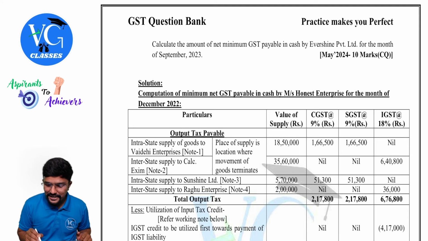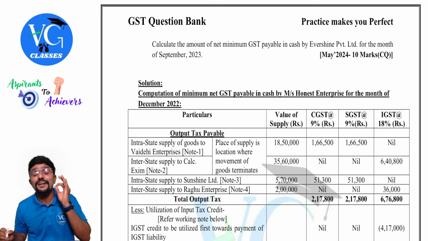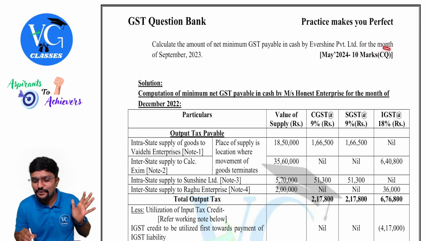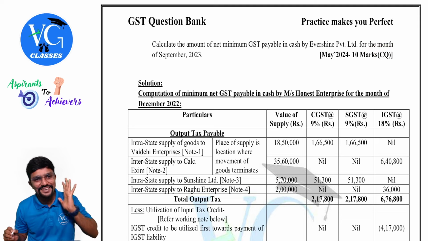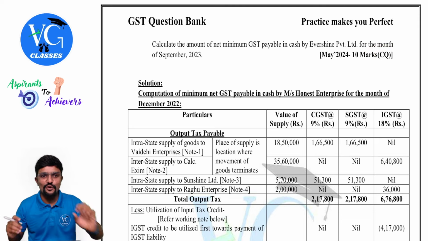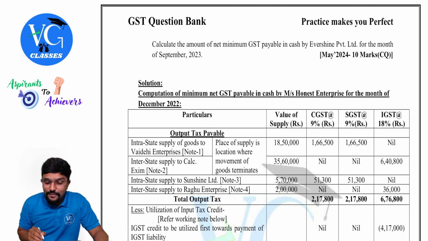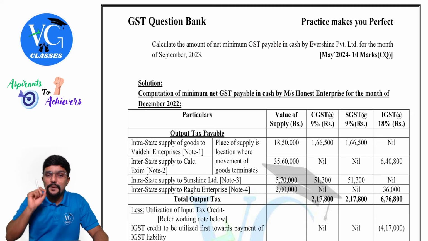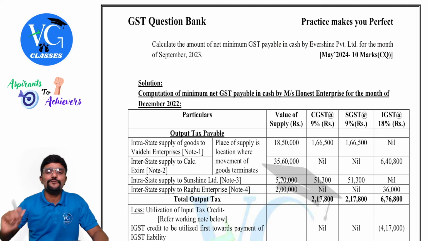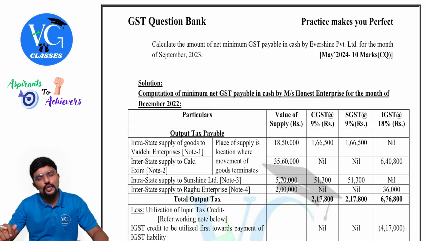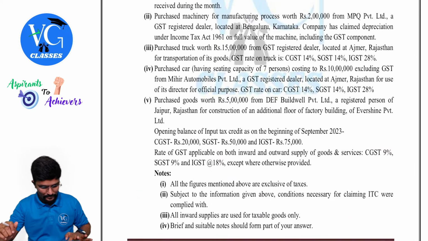Lengthy question. May 2024, 10 marks compulsory question, guys. CQ stands for compulsory question. Yeah, let us see how much you guys will score on this. Calculate the amount of net minimum GST payable in cash by Evershine Private Limited for the month of September 2023, guys.